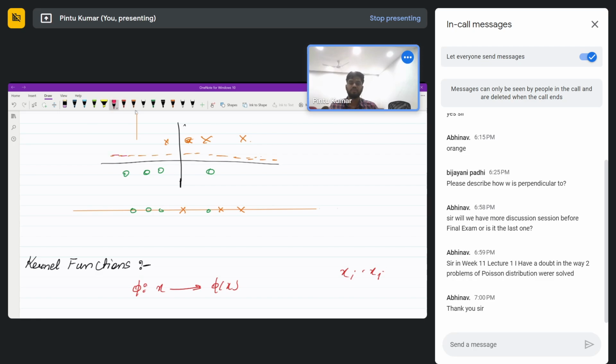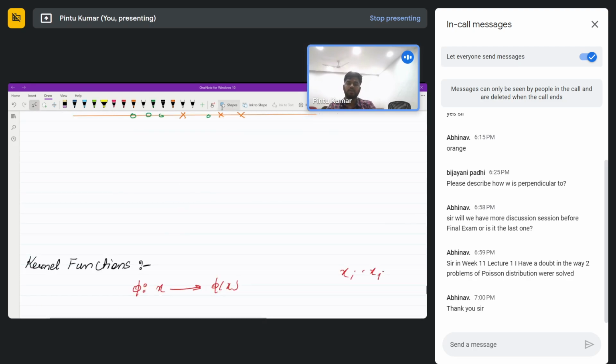So even though with respect to the original features these two data points were not separable, we can separate them when we move them to some other space. One more example I'll give you. I think then it will be more clear.